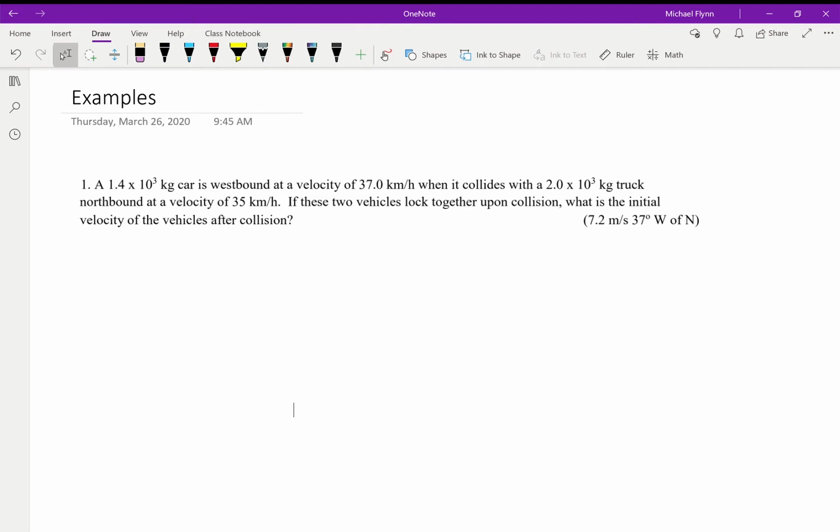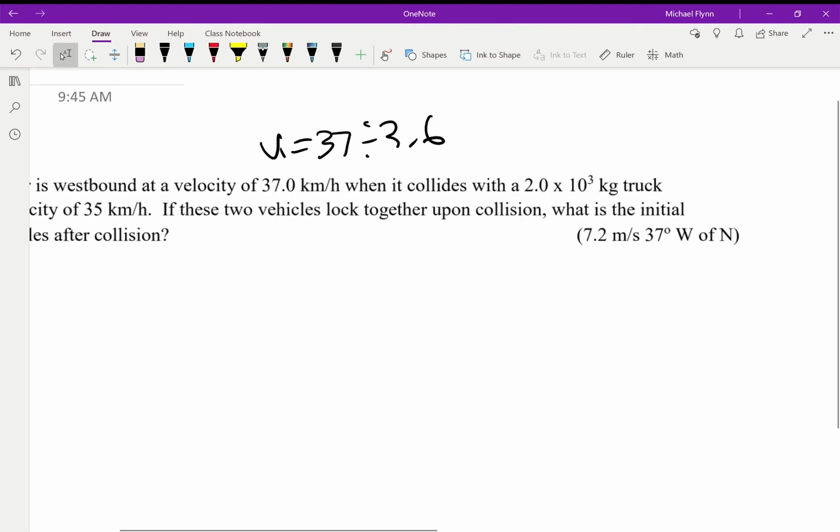All right, so look, you have a car, so we're going to call that M1, and it has a velocity of V1, 37 kilometers per hour. We're going to convert that to meters per second, so it's going to be 37 divided by 3.6. Then it collides with M2.